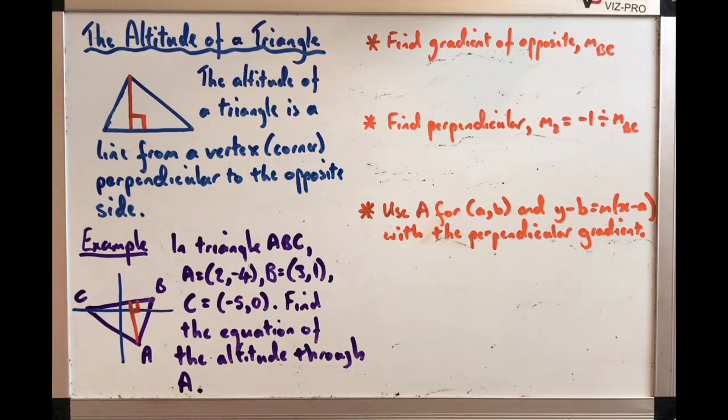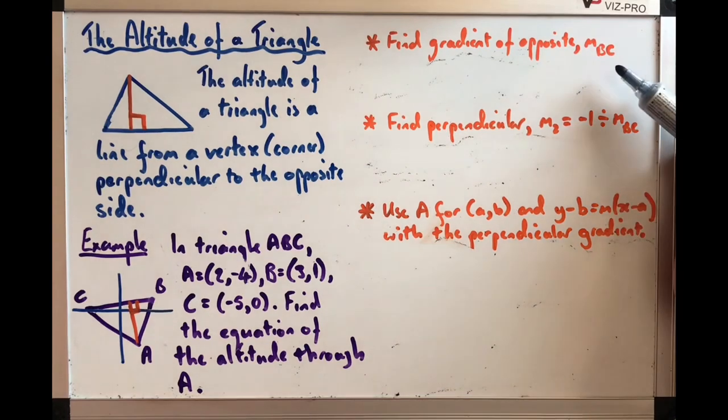Okay, now an example. In triangle ABC, there's a little sketch of it down there, A is (2, -4), B is (3, 1), and C is (-5, 0). Find the equation of the altitude through A. So it's going through A, perpendicular to BC. So the first thing we have to do is work out the gradient of BC.